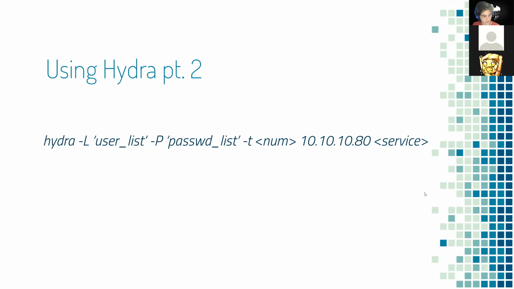Here's another example. Now let's say we had a list of users and a list of passwords. We can use those too. So we can do hydra -L user list -P for a password list, and then everything else stays the same. So this, of course, would take far longer because you have two whole lists to iterate through.